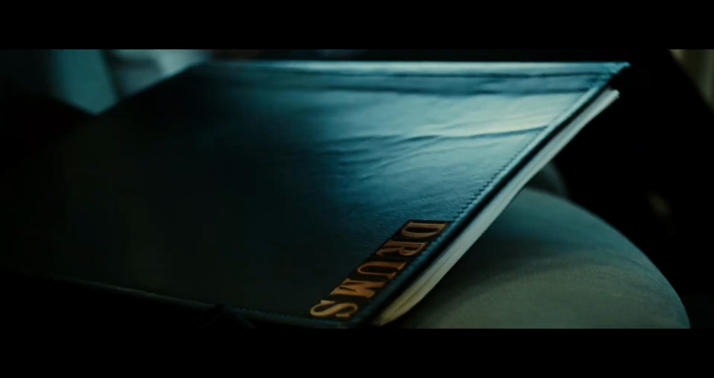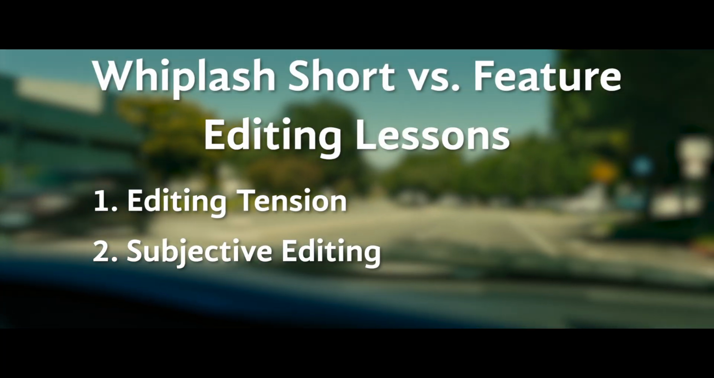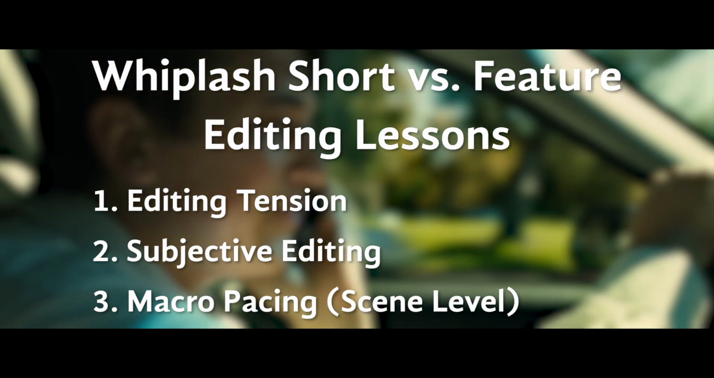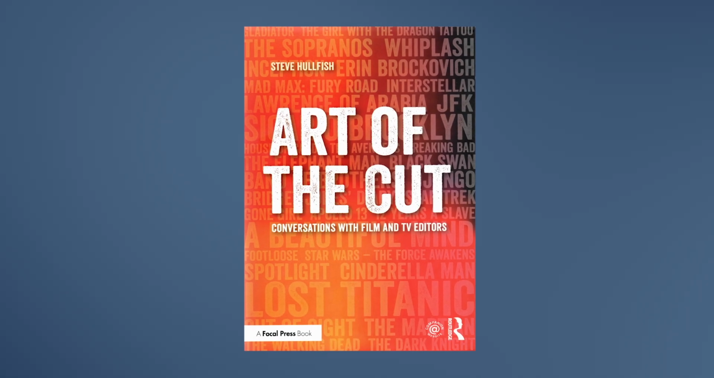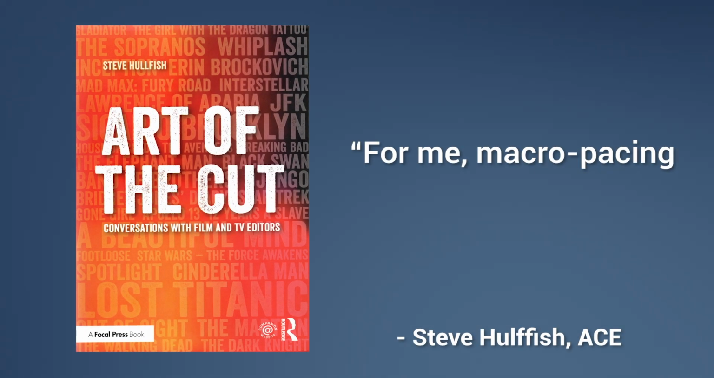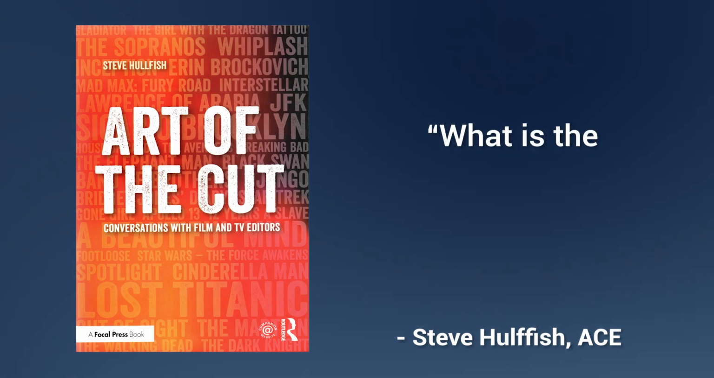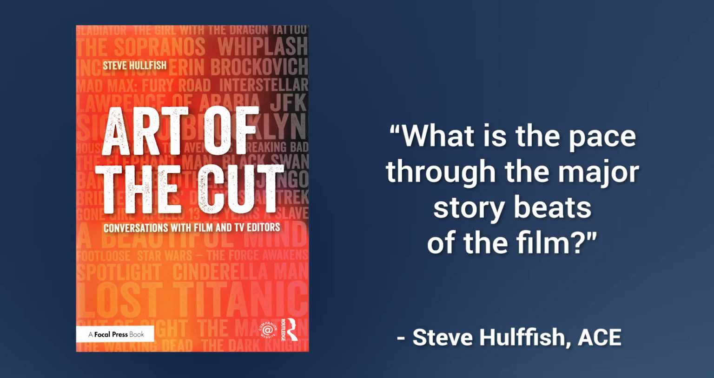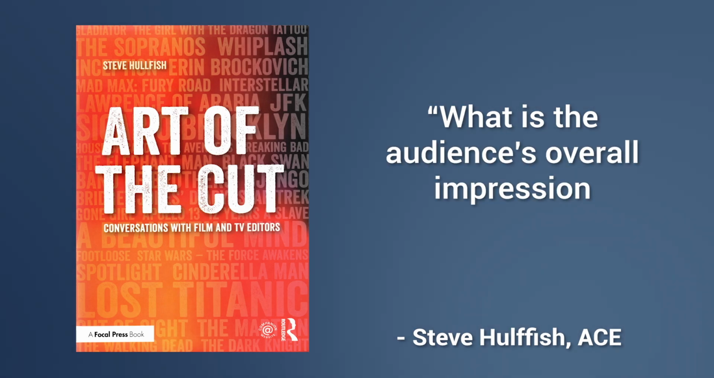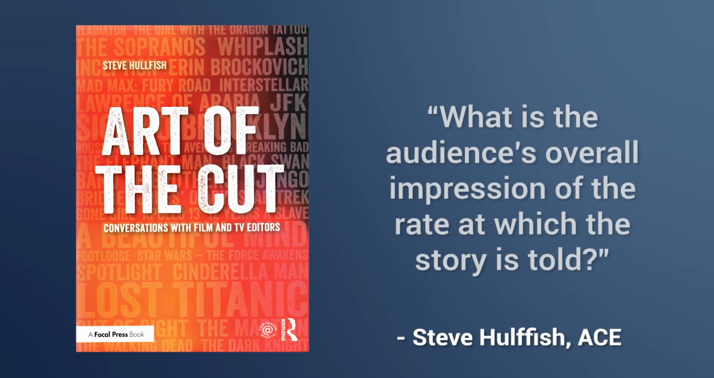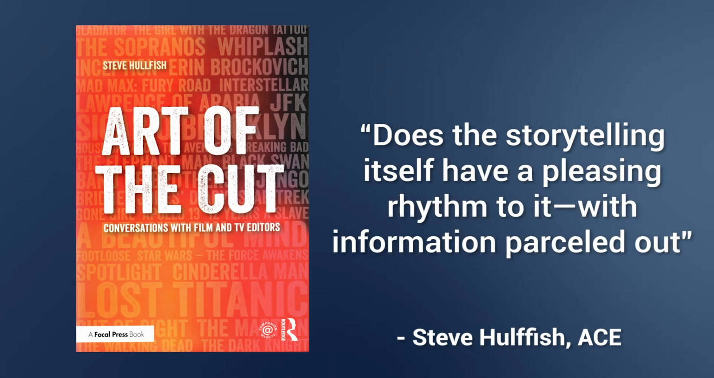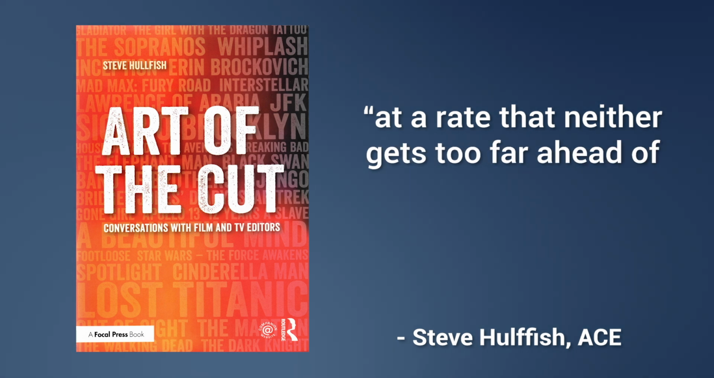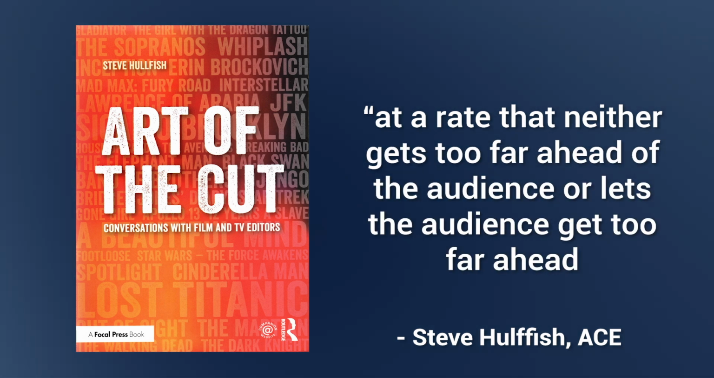The third editing lesson is how to use macro pacing on a scene level. In his book, Art of the Cut, editor Steve Hullfish says, "For me, macro pacing deals with the following questions. What is the pace through the major story beats of the film? What is the audience's overall impression of the rate at which the story is told? Does the storytelling itself have a pleasing rhythm to it, with information parceled out at a rate that neither gets too far ahead of the audience or lets the audience get too far ahead of the story?"